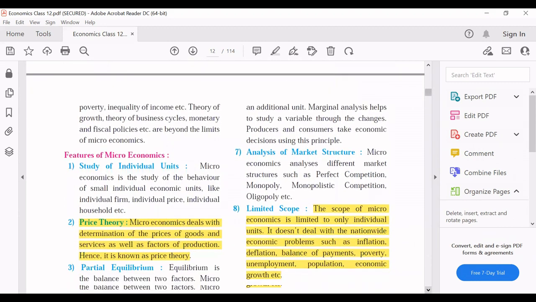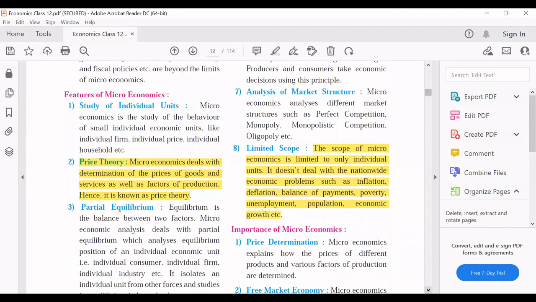Now, coming to the features of microeconomics, the first feature is that, as we saw, it is micro, it's small, it studies individual units. Second, it deals with price theory, that is, the prices of goods and services as well as the factors of production.